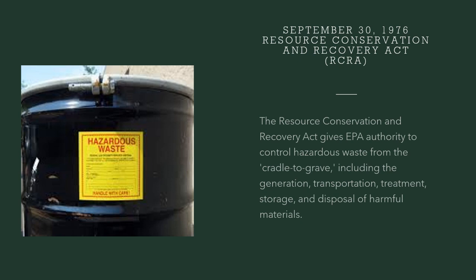In 1976, the EPA enacted the Resource Conservation and Recovery Act, RCRA. RCRA gave EPA authority to control hazardous waste from cradle to grave, including the generation, transportation, treatment, storage, and disposal of harmful materials.